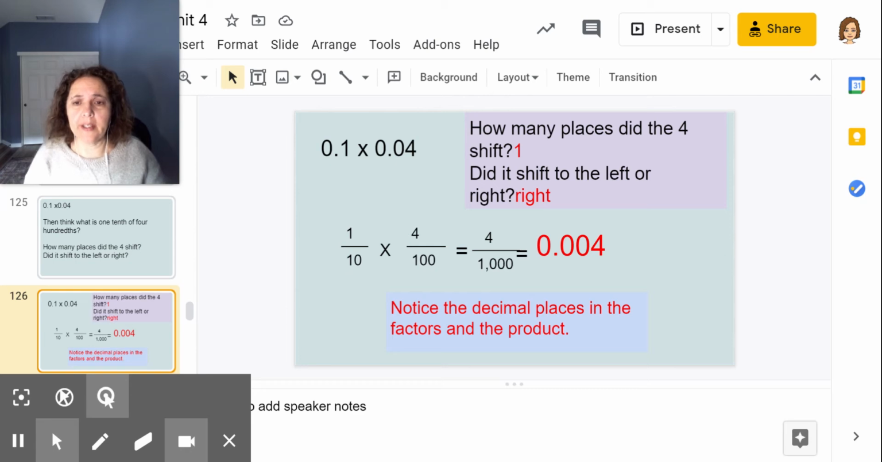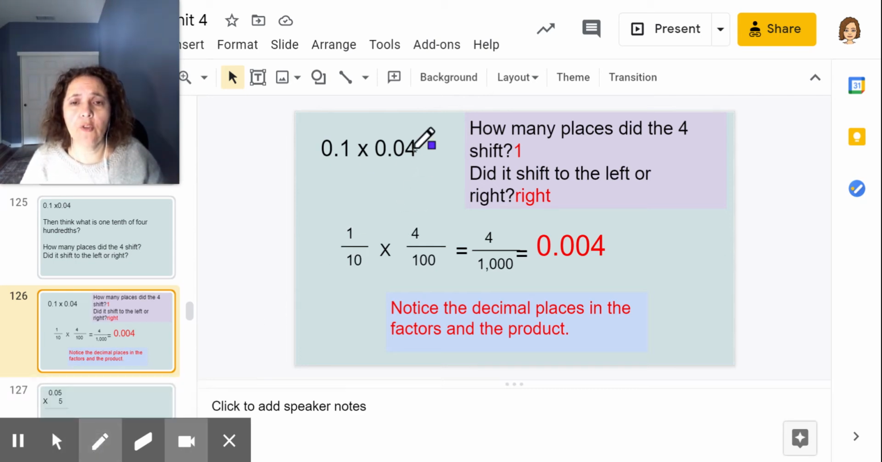Okay, so let's look at it. So 1/10 can be written as 1/10. 4 hundredths can be written 4/100. 1 times 4 is 4. 10 times 100 is 1,000. 4/1,000 can be written as 4 thousandths.